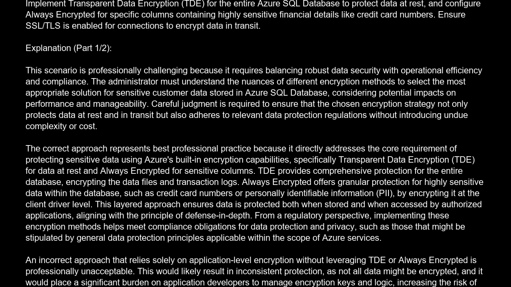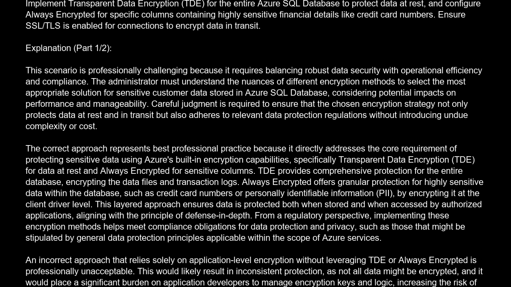Explanation. This scenario is professionally challenging because it requires balancing robust data security with operational efficiency and compliance. The administrator must understand the nuances of different encryption methods to select the most appropriate solution for sensitive customer data stored in Azure SQL database, considering potential impacts on performance and manageability. Careful judgment is required to ensure that the chosen encryption strategy not only protects data at rest and in transit, but also adheres to relevant data protection regulations without introducing undue complexity or cost.